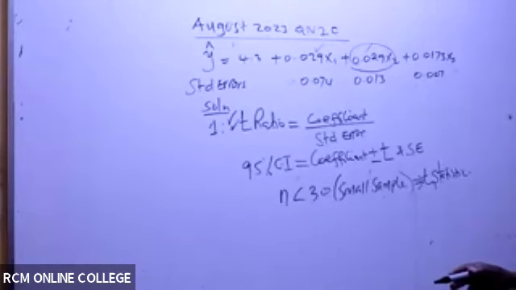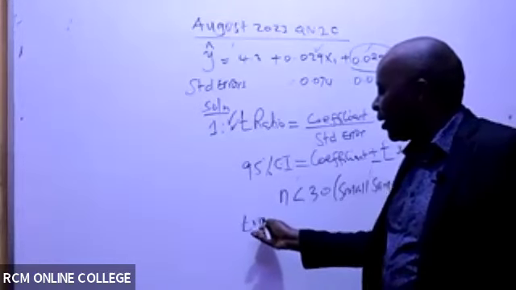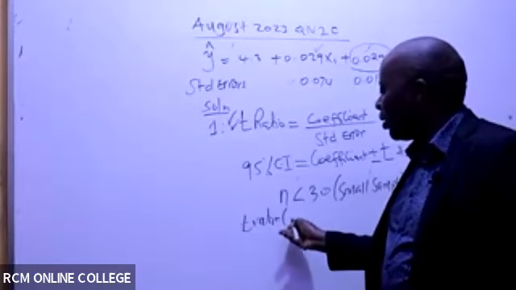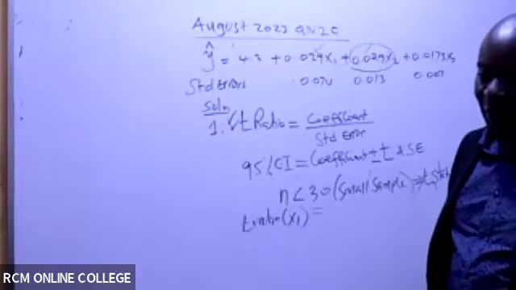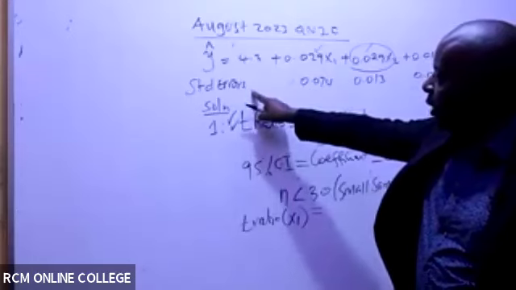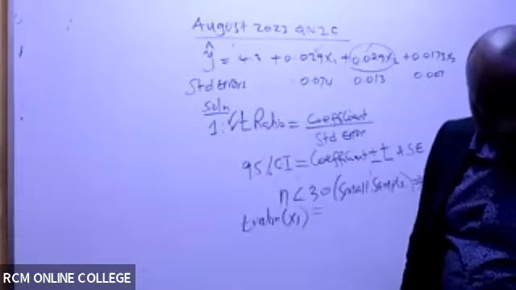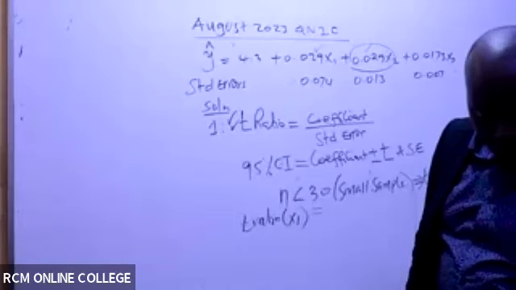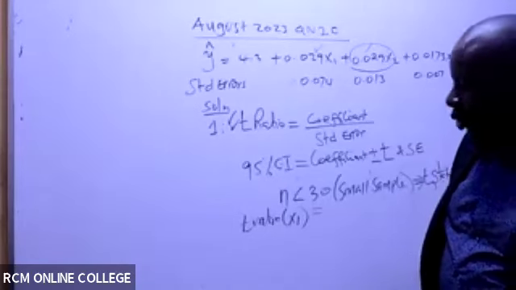So then we start with the X1. So now we are getting T ratio for X1. Remember, the examiner doesn't want T ratio for the constant. That's why he has not given you standard error for the constant. He wants T ratio for the predictor or independent variables. So we get T ratio for X1.